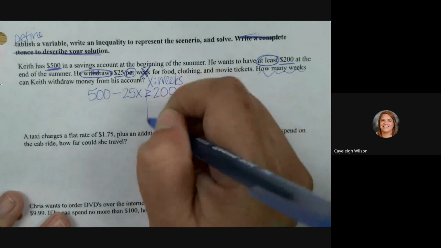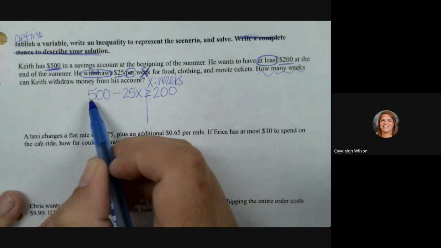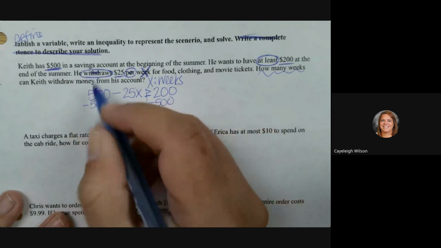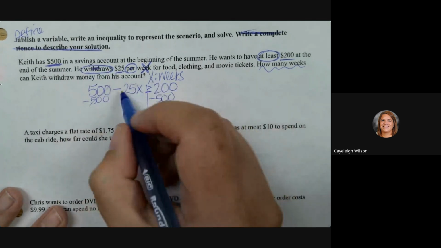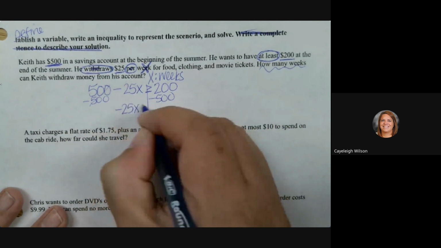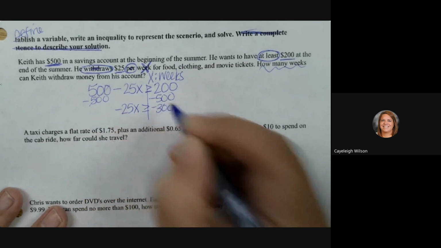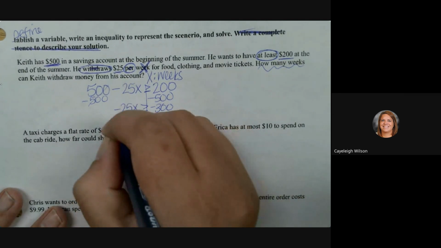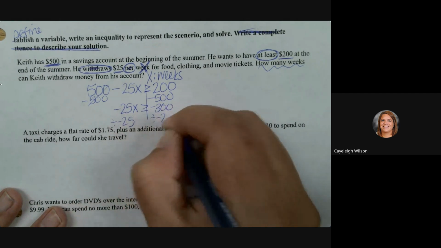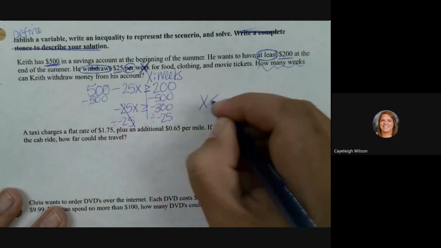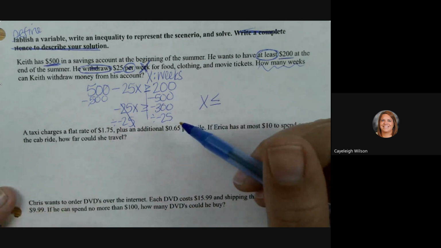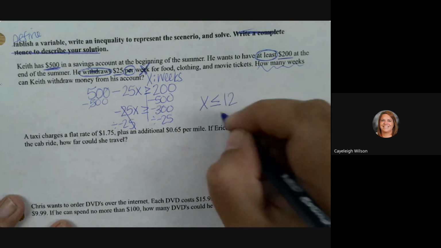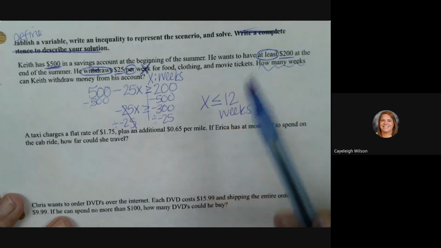So I'm going to undo the addition and subtraction of the constant first. So that 500, it's positive 500. So I'm going to minus it. So 500 minus 500 is 0. So that's going to leave me with negative 25x is greater than or equal to negative 300. And then I'm going to divide by negative 25. And I do flip my sign because I'm dividing by a negative. And then negative 300 divided by negative 25 is 12. So 12 weeks. So he can spend money for 12 weeks.